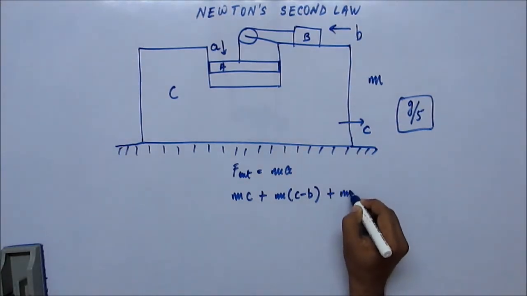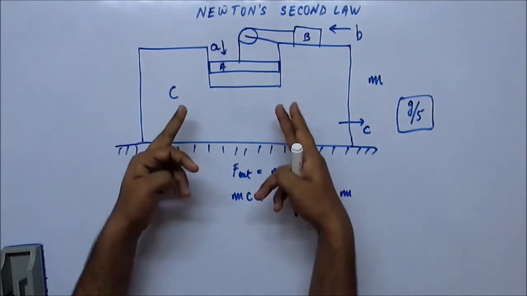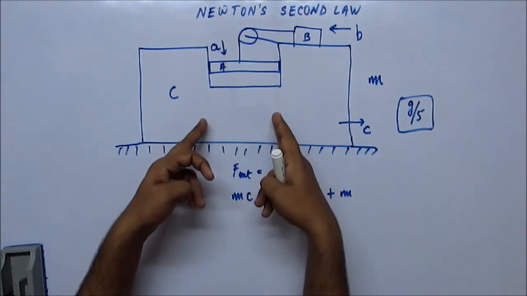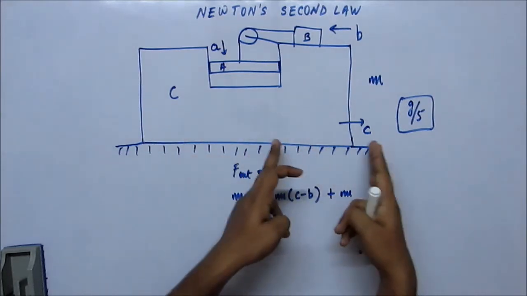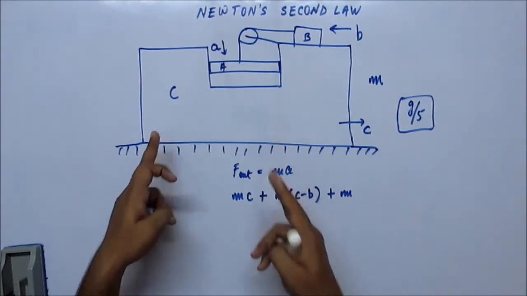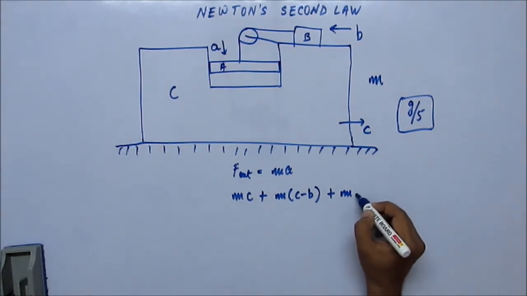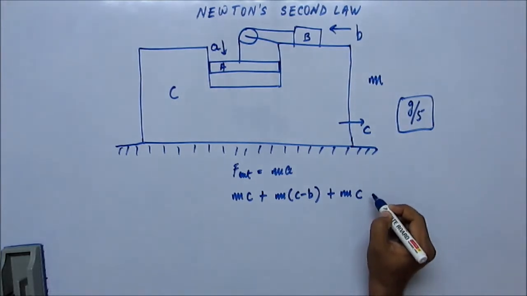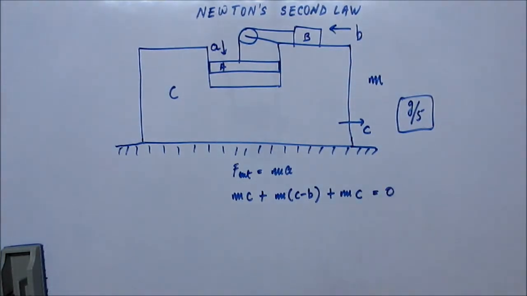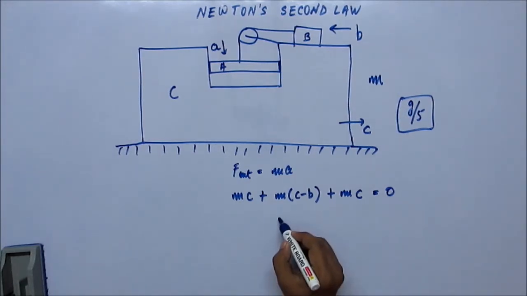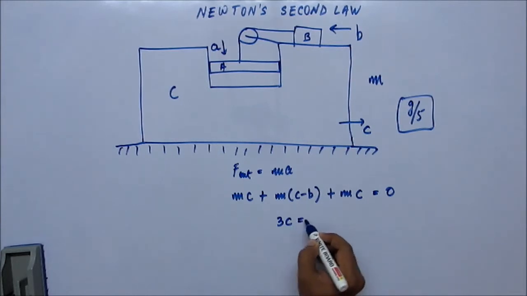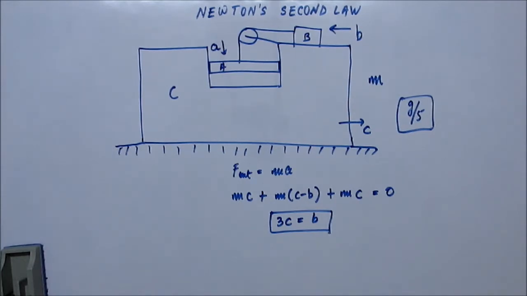plus mass of A into acceleration of A. Now A is constrained to move in this rectangular well, and along with C, A will also move towards right. There's no option for A. So in horizontal direction, the acceleration of A would be the same as that of C. So mass of A into acceleration of A in horizontal direction. This should be equal to 0. Okay? Then this gives us 3c is equal to b. So we have one relation between c and b now.